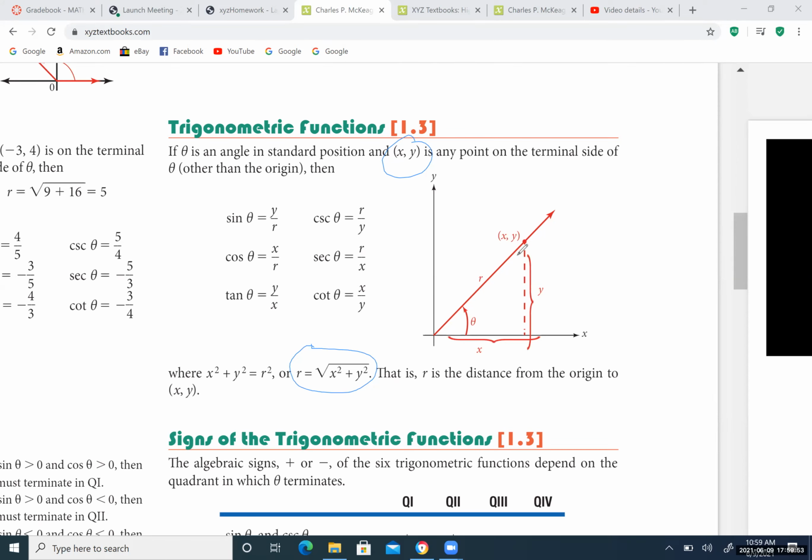It looks like they're using the Pythagorean theorem, right? Because it's a right triangle. Every time that you draw a right triangle, you're allowed to apply the Pythagorean theorem. Then you go ahead and figure out all 6 trig functions. So that's the way that you learn quickly.